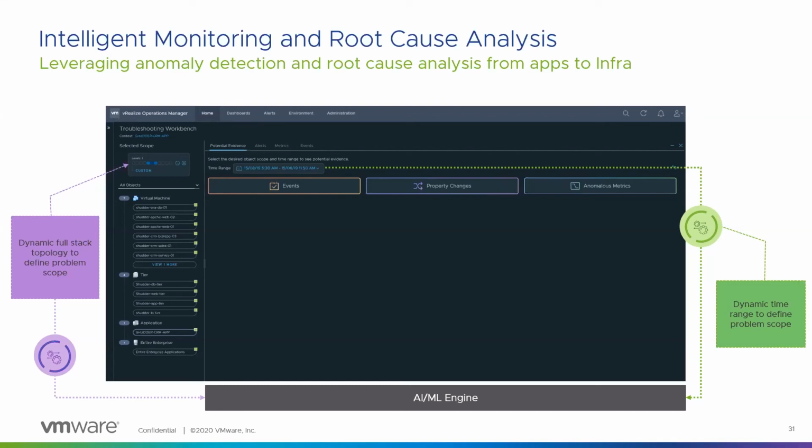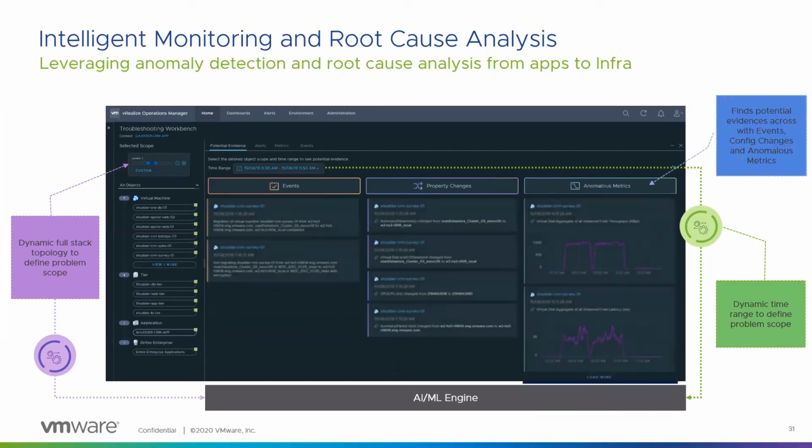Once you've given those two inputs, the system automatically finds events, property changes or configuration changes, and anomalous metric behaviors across that entire stack, which you see on the left hand side, and bubbles them up for a user to be able to analyze and look at. And that's the space of root cause analysis. And I'll give you an example of this as we move forward.